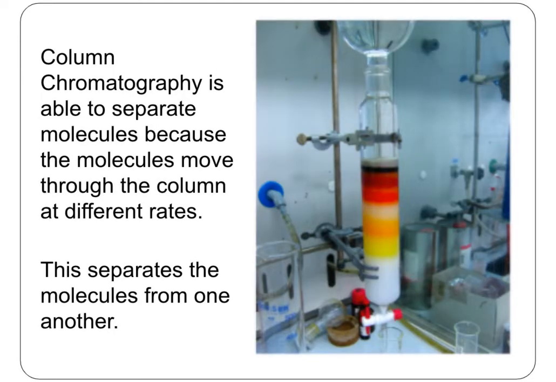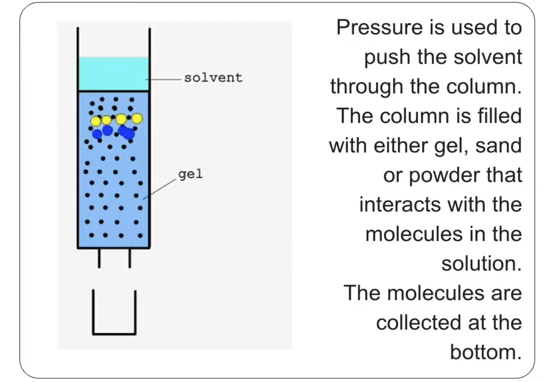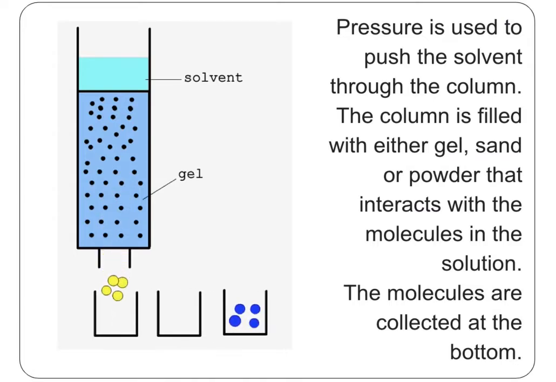Another separation technique scientists use is called column chromatography. Column chromatography uses gravity, but it also uses pressure and solubility to separate the molecules. This takes several steps and often takes a long time to complete. Pressure is used to push the solvent through the column. The column is filled with either gel, sand, or powder that interacts with the molecules in the solution. This affects how quickly the molecules move through the gel, and we can capture the molecules as they exit the column one by one. Today, you will be using all three separation techniques.